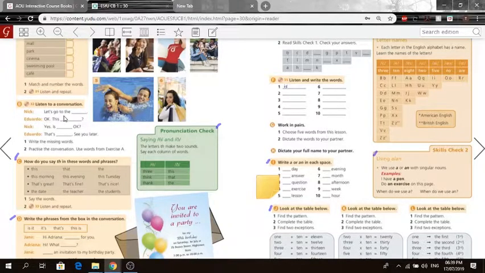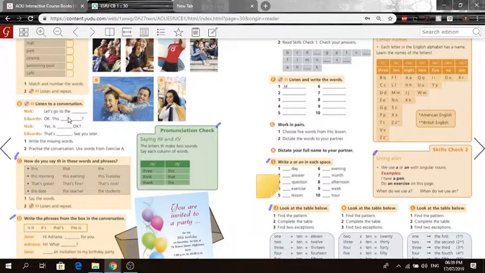So, let's go. Nick: Let's go to the cinema. Eduardo: Okay. This evening? Nick: Yes. Is 8 okay? Eduardo: That's fine. See you later. Okay? So Nick, let's go to, and this will be cinema. Eduardo, okay. This evening. So evening will be in this blank. Nick, yes. Is 8 okay?